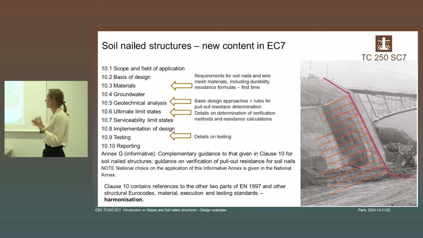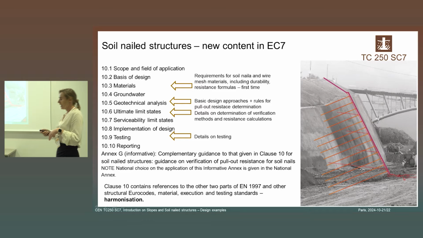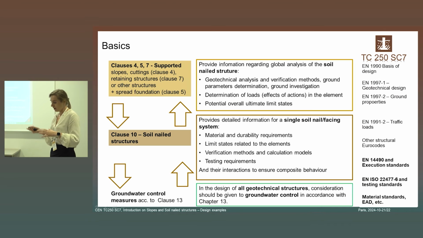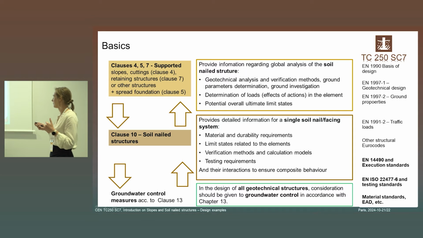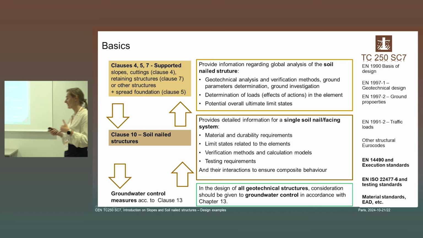Looking into the content of clause 10, the subclauses that are worth special attention are materials, geotechnical analysis, ultimate limit states, and testing. And I will focus on them. The main text is supplemented with informative Annex G with very clear guidance on verification of pull-out resistance for soil nails. Before we go into details, I would remind what is part of the design philosophy in Eurocode 7.